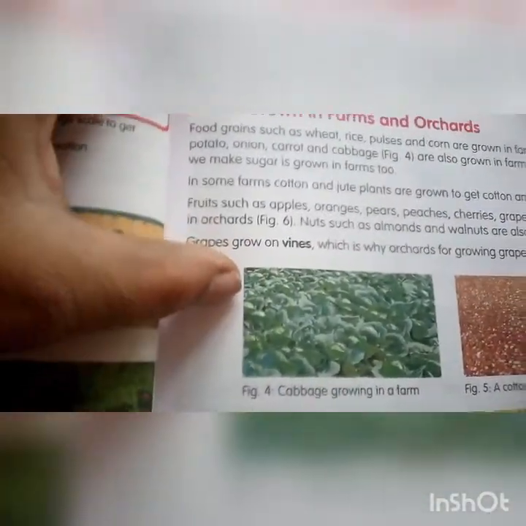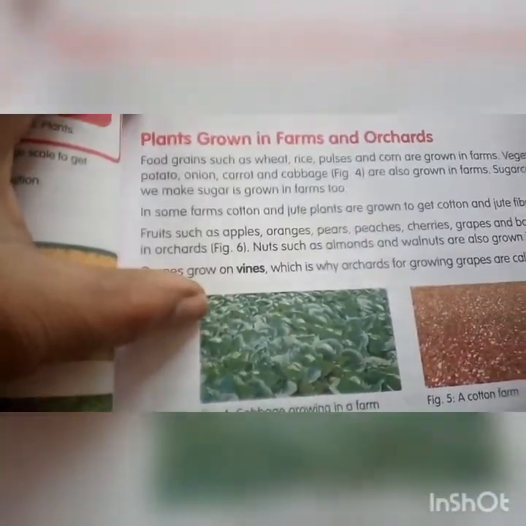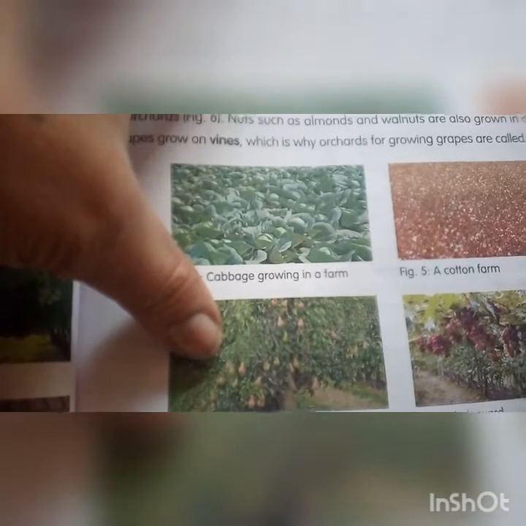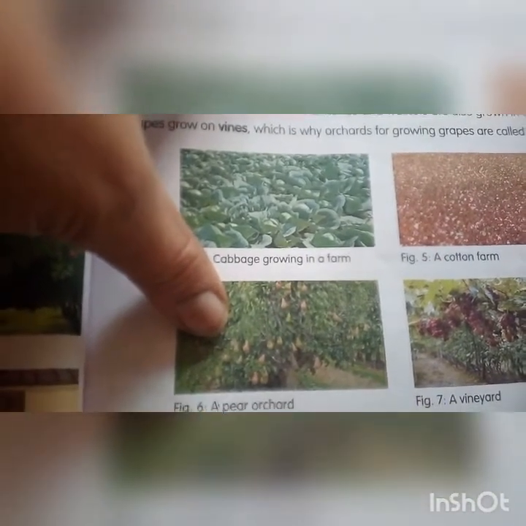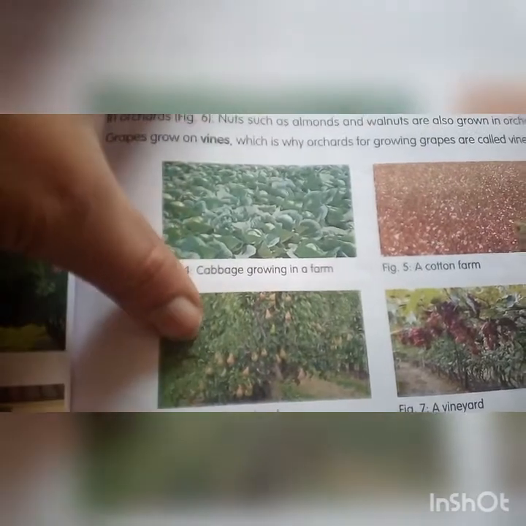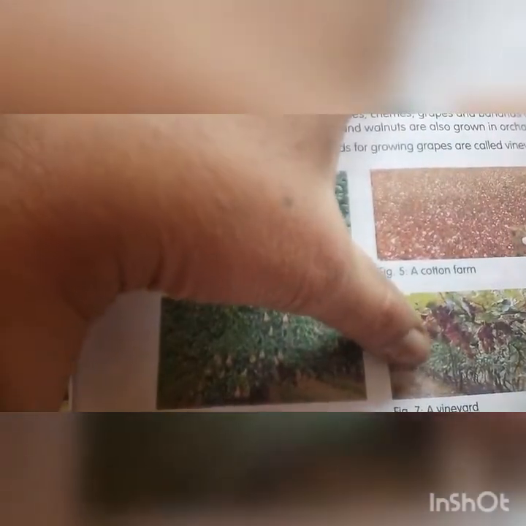So, we come to know that cabbage is grown in a farm, cotton is grown in a farm, but pear and almond are grown in an orchard. So this is the difference between a farm and an orchard. And a vineyard means where the vines for grapes grow.